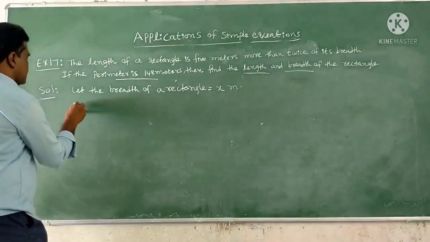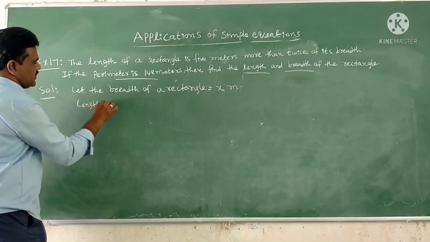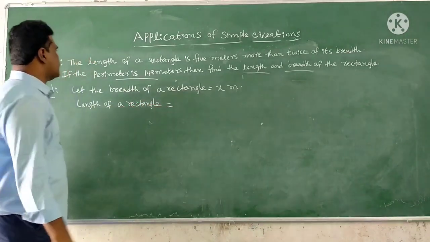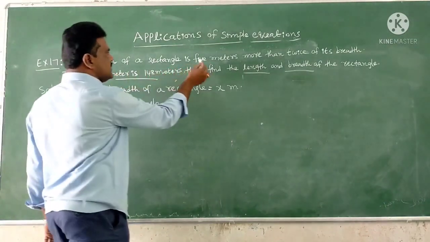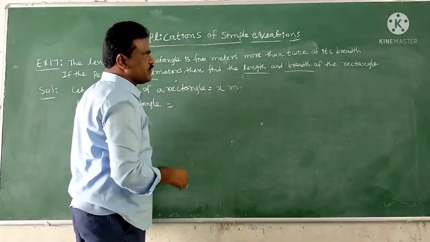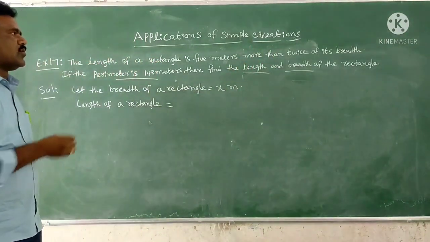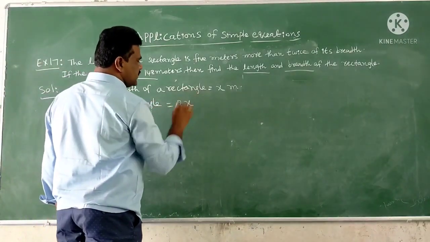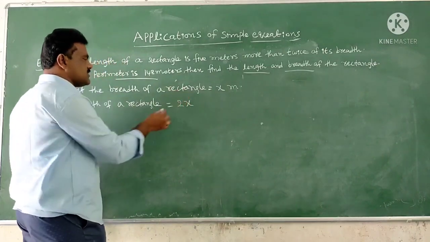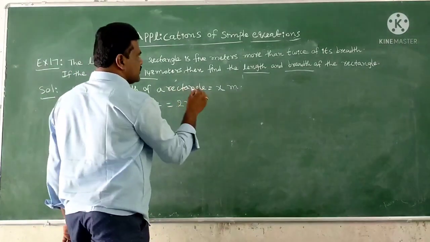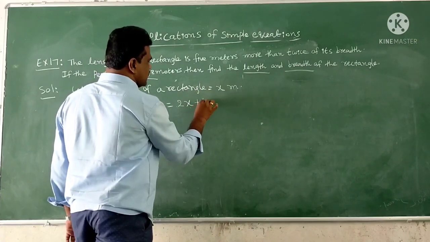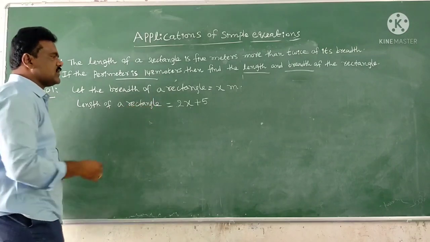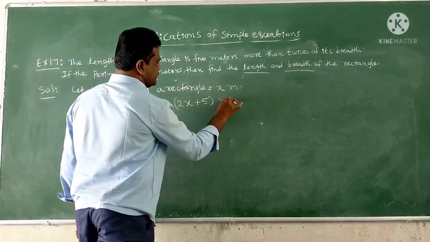Then the length of the rectangle. The length of the rectangle is 5 meters more than twice its breadth. That means 2 into x, 2 times the breadth, and 5 meters more, that means plus 5. So the length of the rectangle is 2x plus 5 meters.